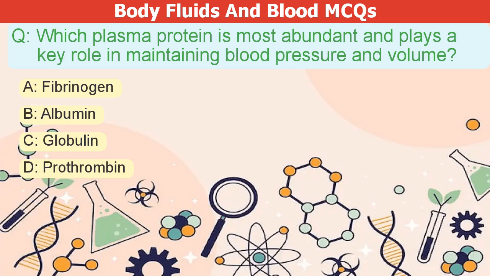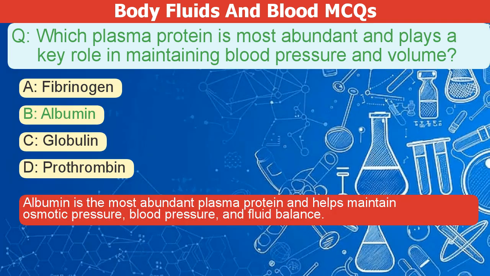Which plasma protein is most abundant and plays a key role in maintaining blood pressure and volume? A. Fibrinogen. B. Albumin. C. Globulin. D. Prothrombin. The correct answer is B. Albumin is the most abundant plasma protein and helps maintain osmotic pressure, blood pressure, and fluid balance.